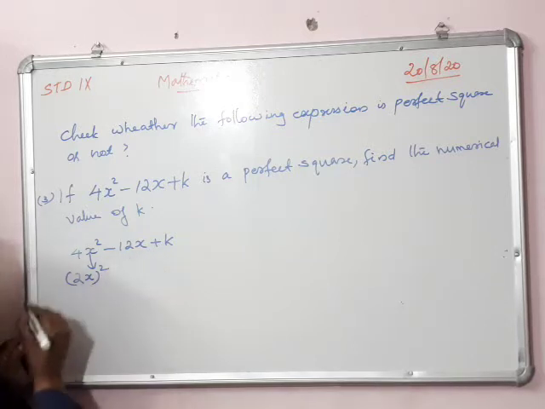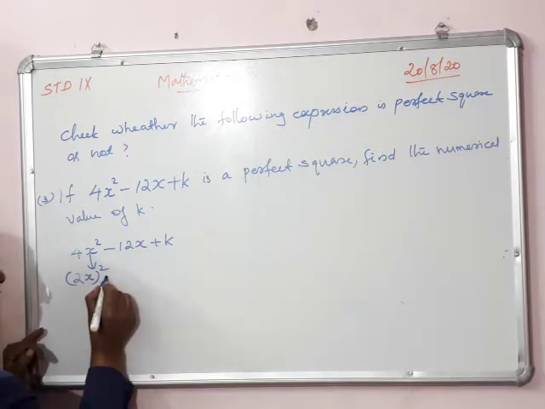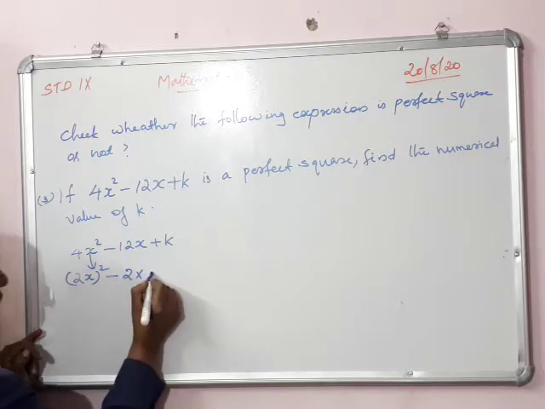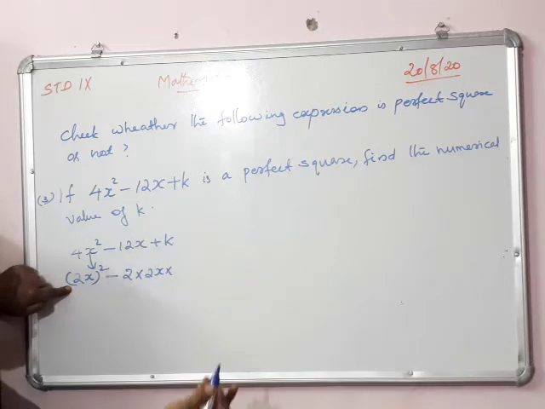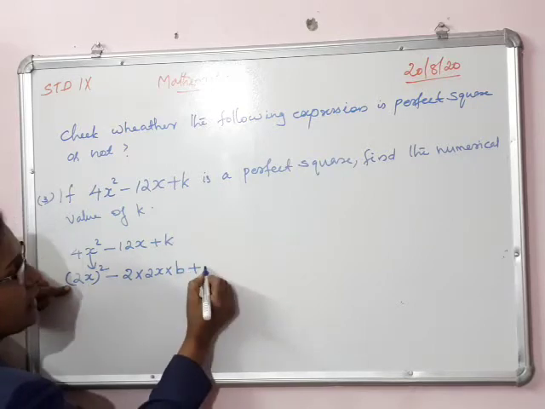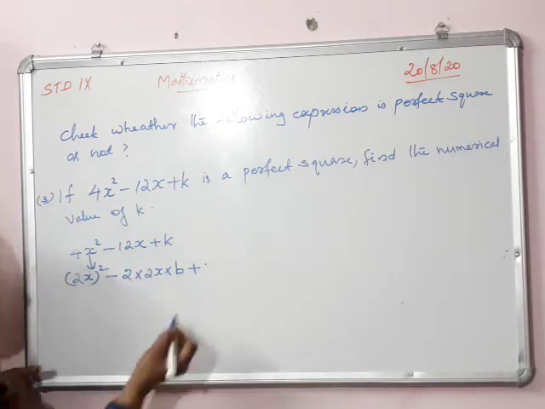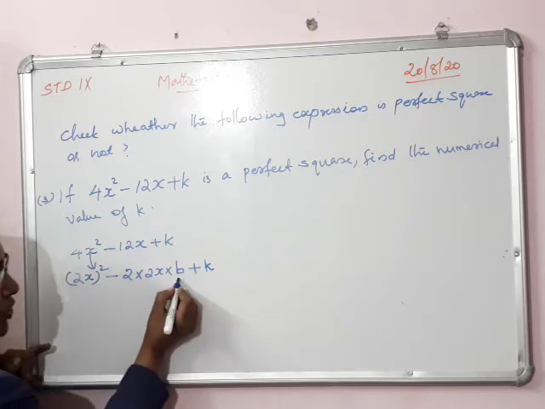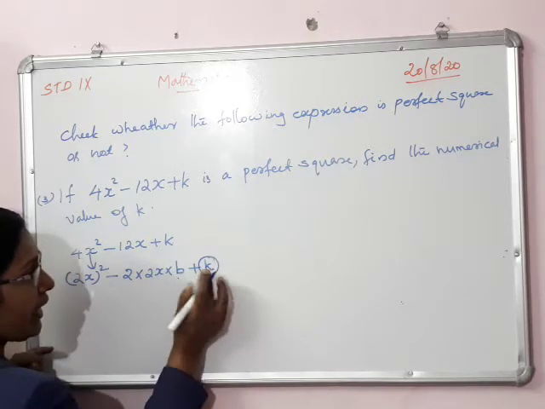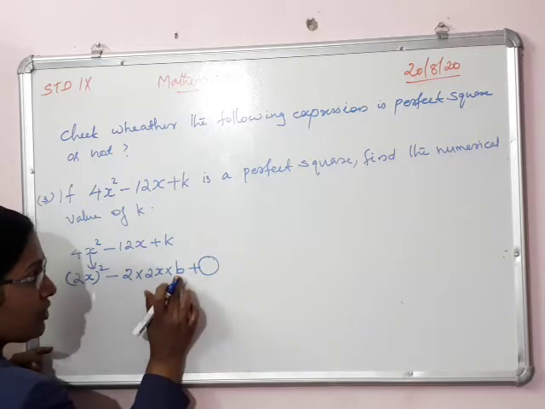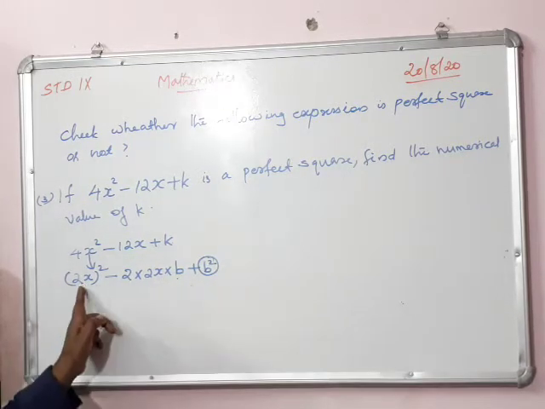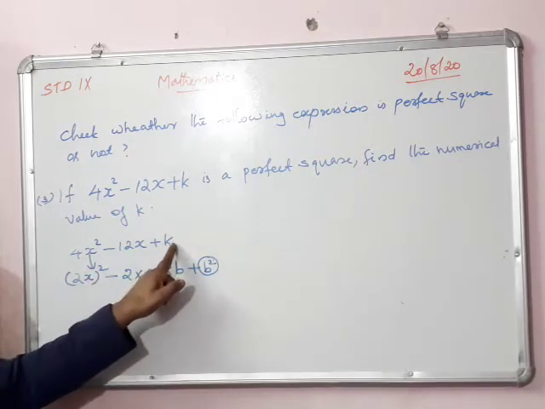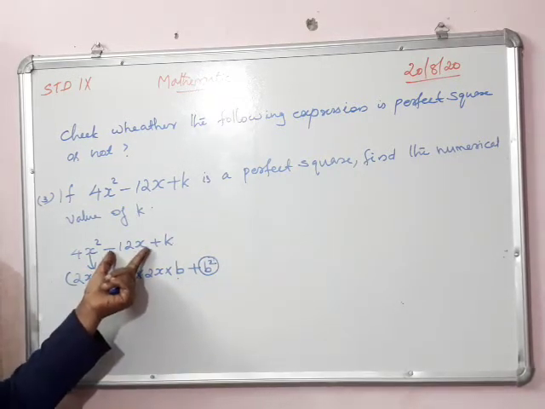Then the middle term is 2 into a into b. a is 2x, so 2 into 2x into b. We don't know b, so we can write b itself. Plus the last term. The last term is k, which we don't know, so we are going to find it as b square. Is it? It is b square. a square is the first term, the last term is b square, and the middle term is 2ab.